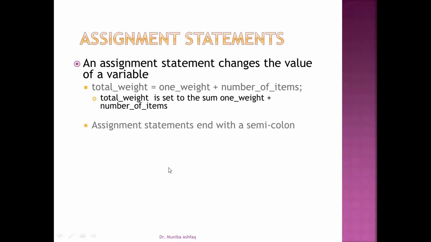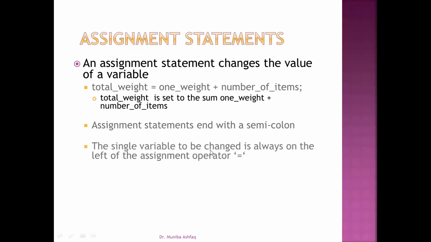Assignment statements end with a semicolon. You have to remember that it is part of the syntax that you have to end it with this semicolon. The single variable to be changed is always on the left of the assignment operator. So we are using the assignment operator here. Changes would be made on the left of this operator. Whatever values are on the right side are added together and assigned to the left of this operator, which is the total weight.